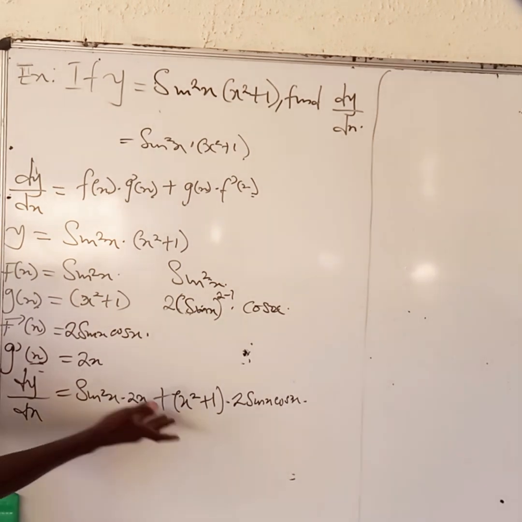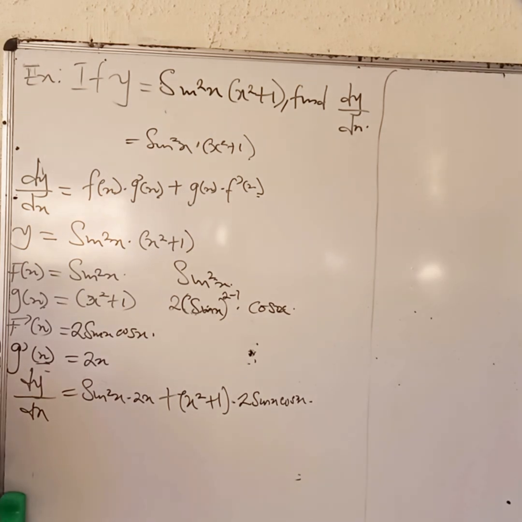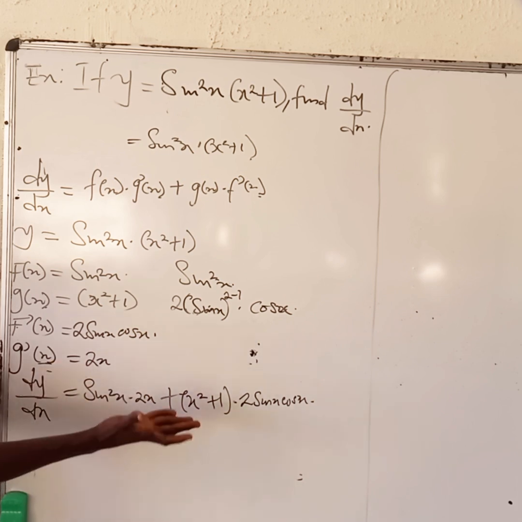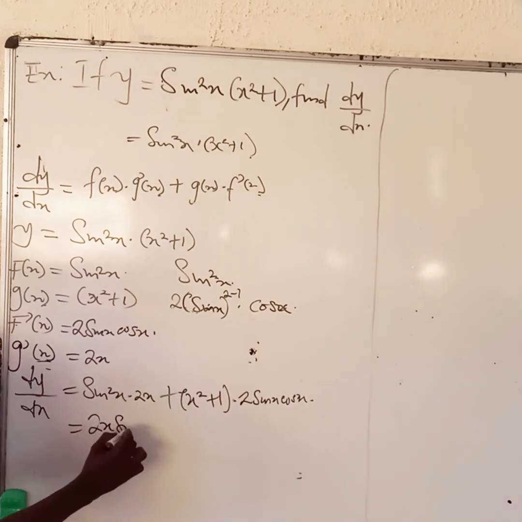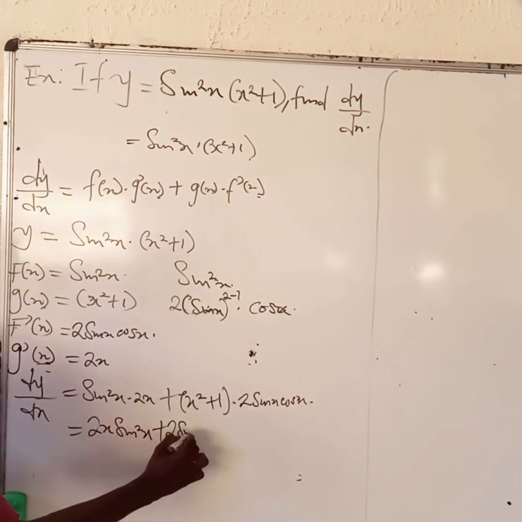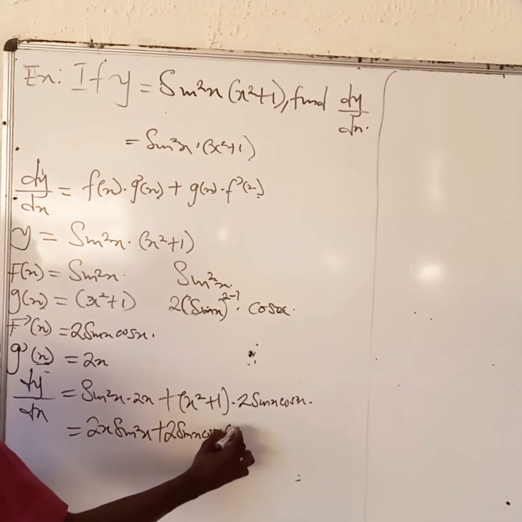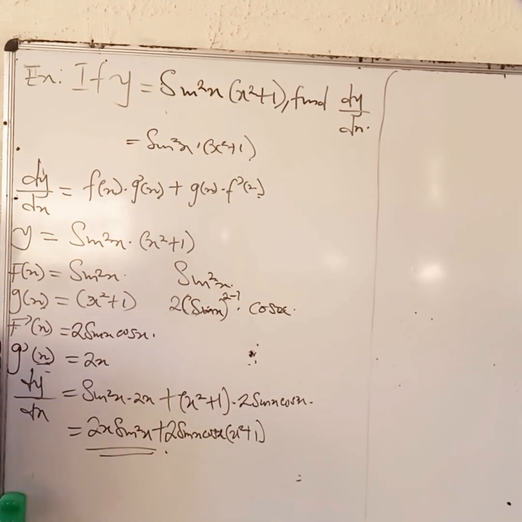So now, this is not the final answer, because in mathematics, numbers come before alphabet. So you are going to arrange it. The final answer is now going to be 2s sine squared s plus 2 sine s cos s multiplied by s squared plus 1. So that is your final answer.